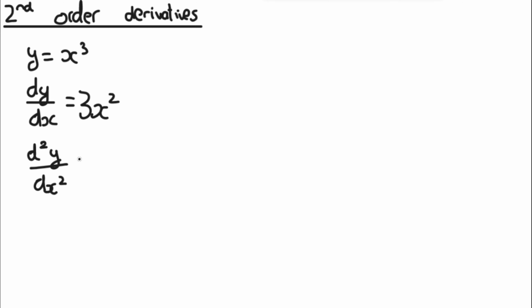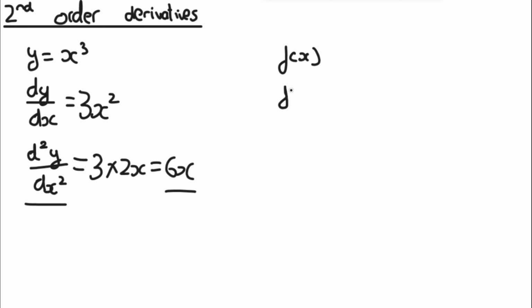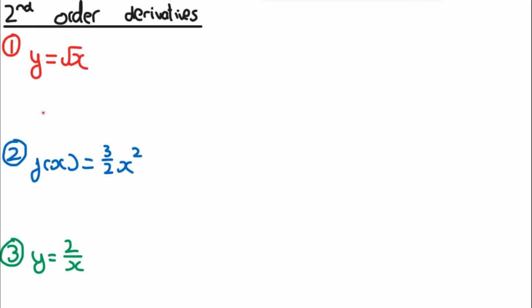So the second order derivative is literally just this differentiated again. So it's going to be 3 times, and the derivative of x squared is 2x, which is equal to 6x. So d squared y over dx squared is equal to 6x. Now, if it was written instead as f of x, we know that the derivative of that is f dash of x, and if we derive that again, that will be f dash dash of x. So we would just write it like that. So again, this is really, really simple.